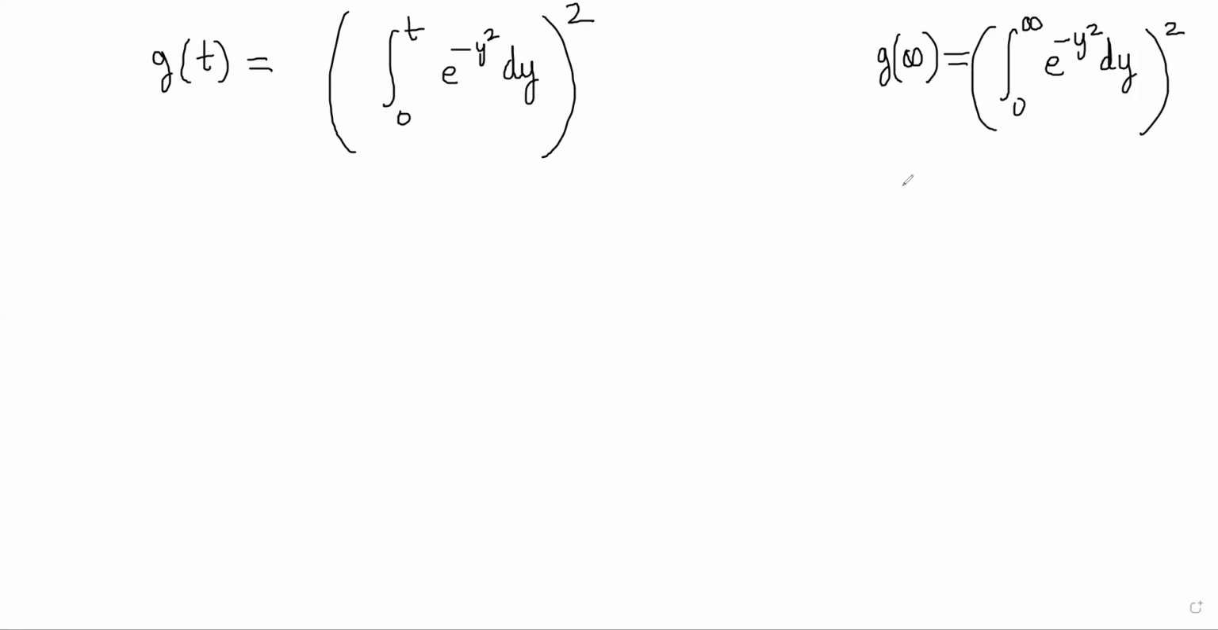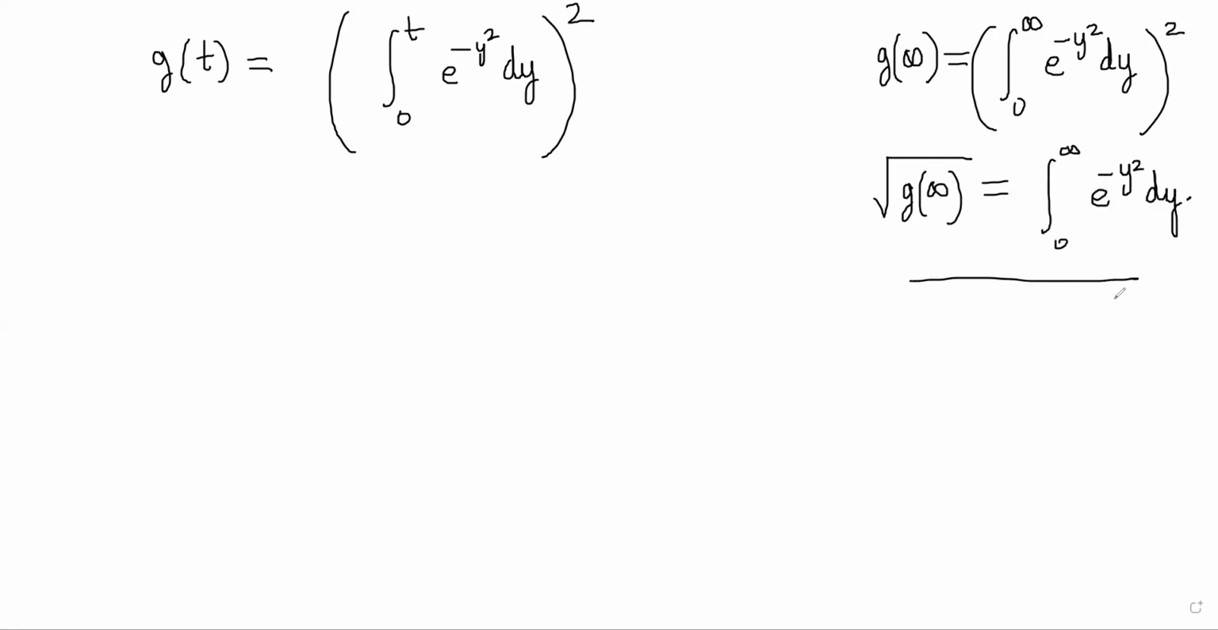Correct. And what I want to find out is actually root of g of infinity. Root of g of infinity will simply be 0 to infinity e power minus y square dy, right? So ultimately my objective is to find root of g of infinity. So how do I do that? So we have taken this function. Now what we will do is basically differentiate this g of t using the Newton-Leibniz method.